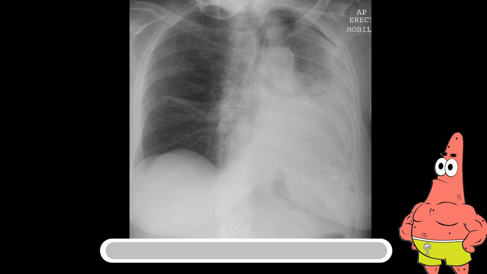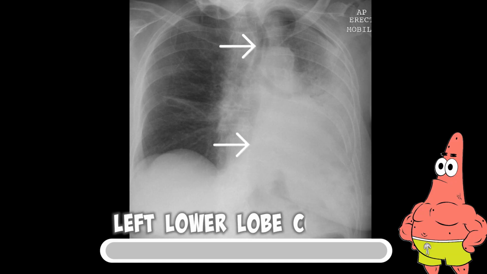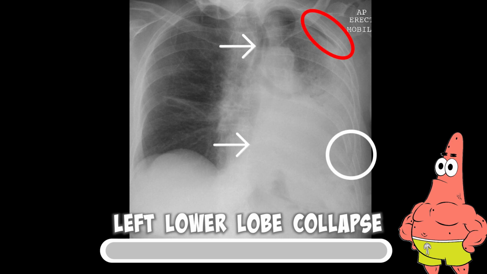This X-ray shows a large amount of opacification in the left lung with associated mediastinal and tracheal shift, likely reflecting collapse of the left lower lobe. There is also a fracture of the 7th rib on the left and right side, and a small left apical rim of air, probably a small pneumothorax.